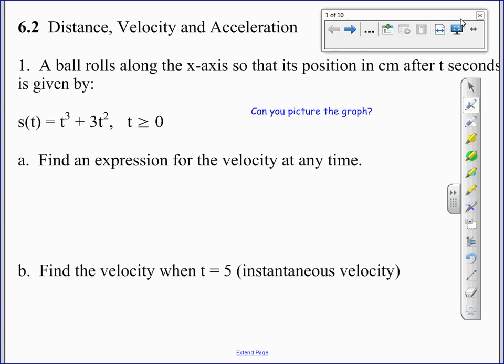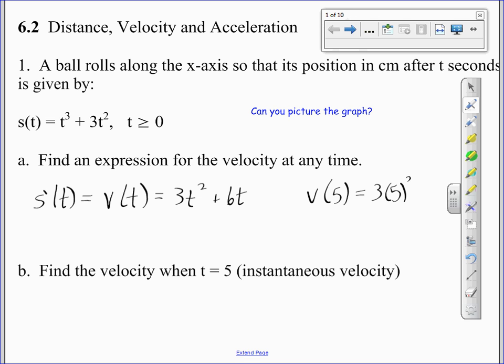But if we want to find the speed, that is the first derivative of the distance. So the first derivative is the speed at any time t, and in this case that would be 3t squared plus 6t. So if I want to find the velocity at 5 seconds, as in part B, I would find the speed at 5 seconds, replace the t with 5, and then find my answer. So 3 times 25 is 75, plus 30 is 105. And this question is dealing with centimeters and seconds, so that would be measured in centimeters per second.